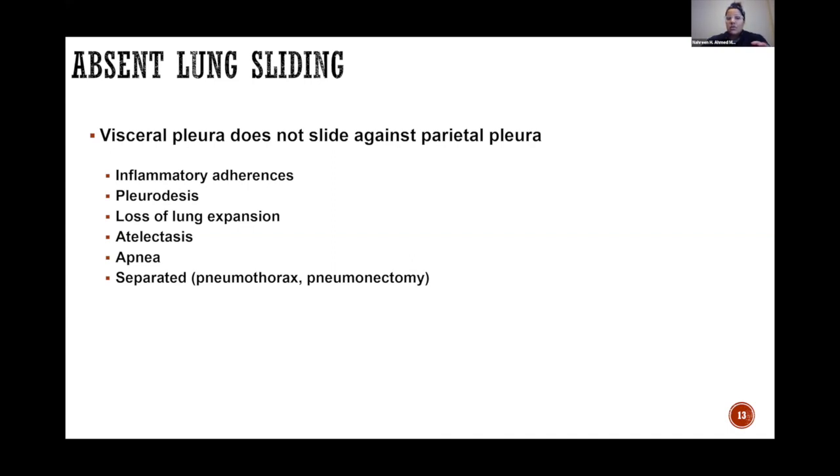I'm going to really comment on this later as well, but you can see this with COVID patients also because COVID can cause a significant inflammatory response. It's usually peripheral based, where you see the consolidations and ground glass, and that inflammation can actually fall under those inflammatory adherences, and you might see absence of lung sliding in patients with severe COVID.